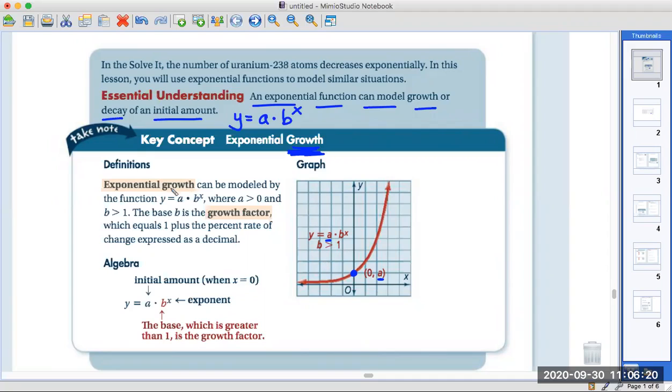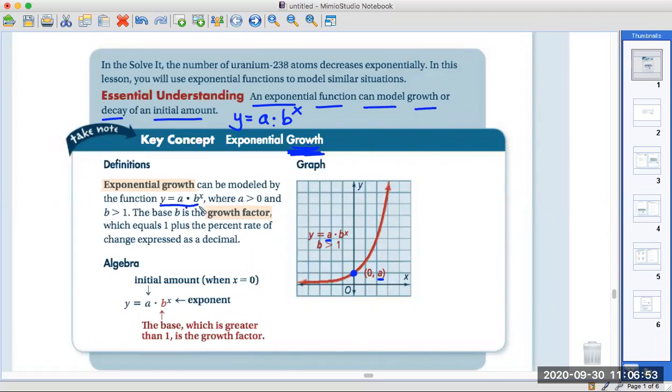All right, so let's read this. Exponential growth can be modeled by the function, there it is again, I'm just rewriting this from here to here, where A is positive, that's what this means. Bigger than 0 means if a number is bigger than 0, it's positive, and B has to be greater than 1. If it's growth, B has to be bigger than 1. Okay, so this number must be bigger than 1 to model growth.